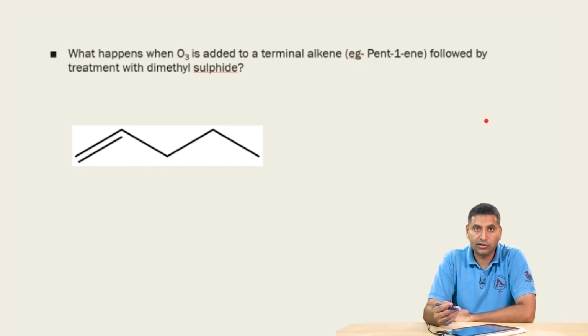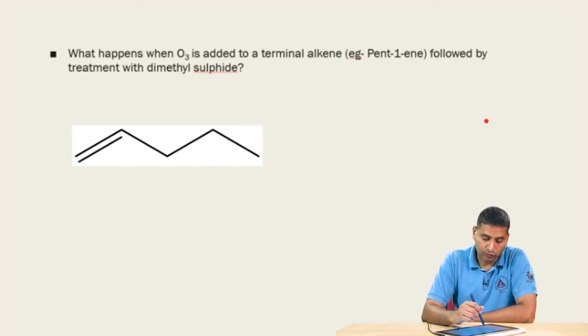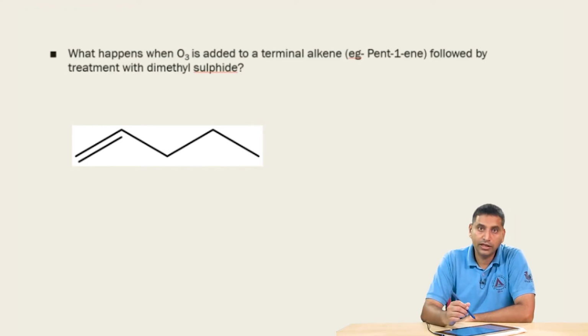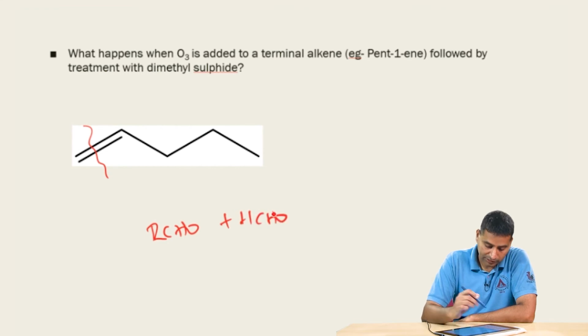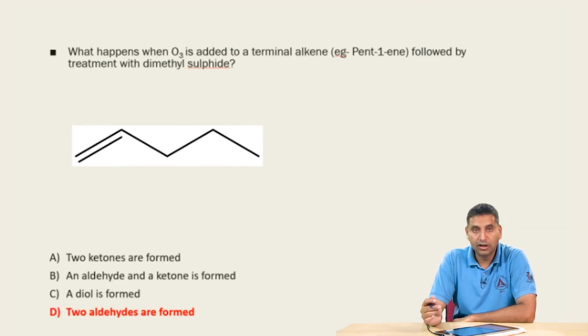So, now to address the question, 1-pentene has the following structure. Okay. So, when 1-pentene is reacted, what you would get is this carbon-carbon double bond is broken and you would get an aldehyde plus formaldehyde here. Okay. So, the correct answer is 2 aldehydes are formed.